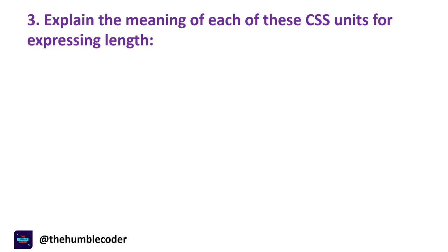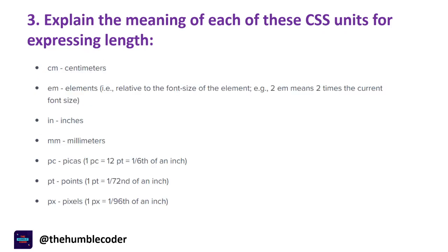So moving on to the third question now, explain the meaning of each of these CSS units for expressing length. So we have these different units, and many people don't know the different units. They only know pixel and some of the common ones. So let's understand them. First one is cm, which stands for centimeters.